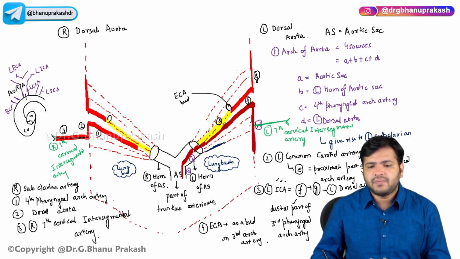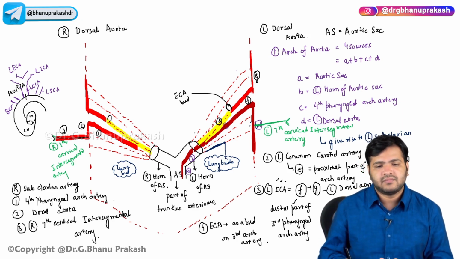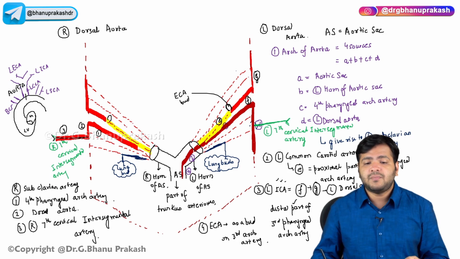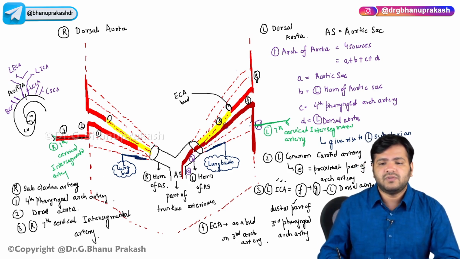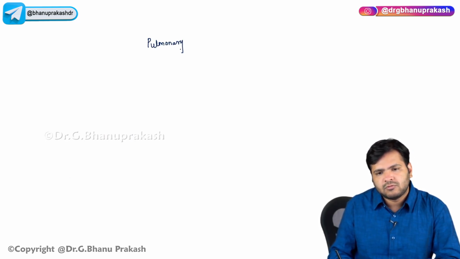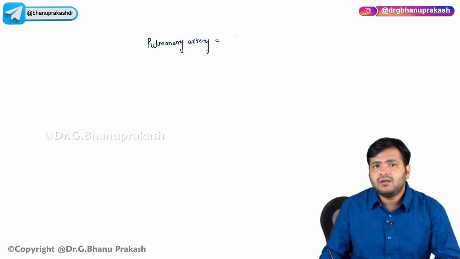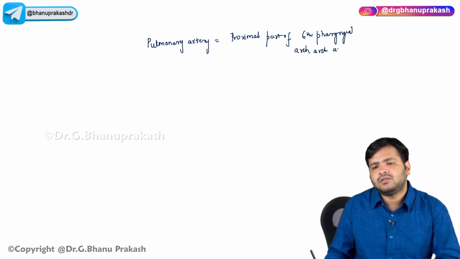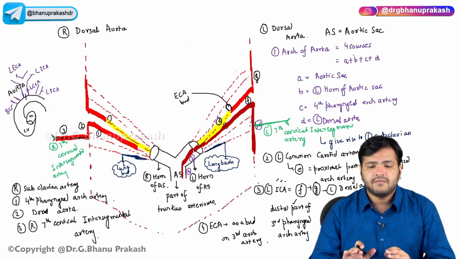So the 6th arch artery is the one which will form the pulmonary artery. And it is not the entire 6th arch artery which is forming the pulmonary artery. It is only the proximal half of the 6th arch artery. So let us write over here: the pulmonary artery is arising from the proximal part of the 6th pharyngeal arch artery.